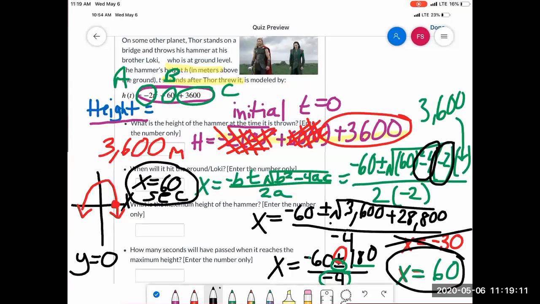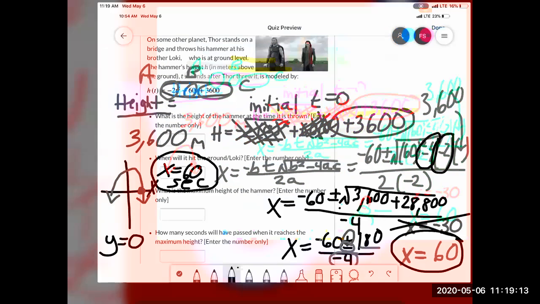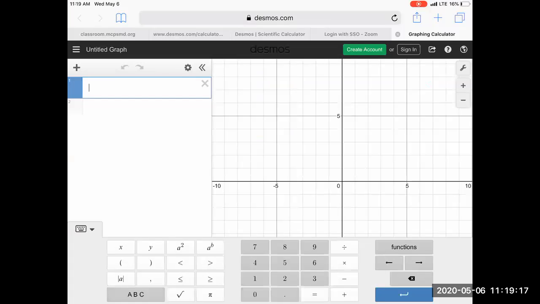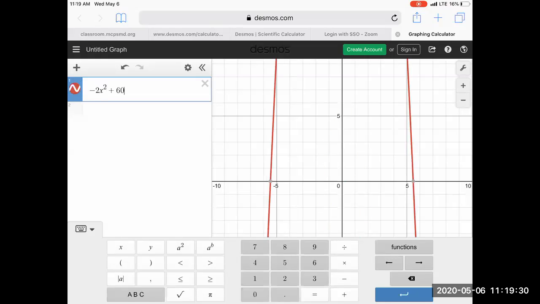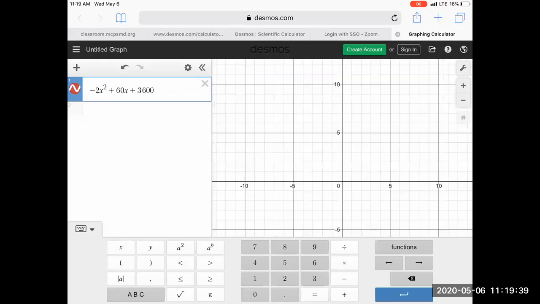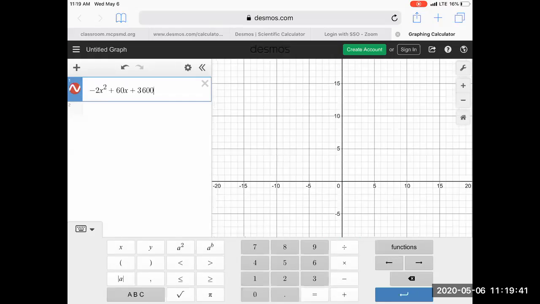So I'm going to do -2. I just need to see if there is a different negative sign here. No, I guess we'll use the minus sign and hope that works. All right, -2. And then they have x, so we'll use x, so x squared. And then we have plus 60t, but we're going to use x. And then plus 3,600.